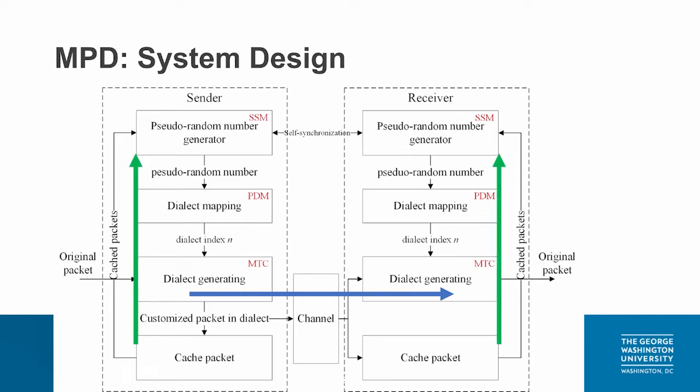Follow the green arrow. The packet will be cached in the local buffer on both sides, and then we feed this cached packet into the SSM module to generate the pseudo-random number. And following the red arrow, this pseudo-random number will be fed into the PDM module to calculate the dialect index n for the last packet. And also, this pseudo-random number plays a very important role in keeping self-synchronization of both sides.